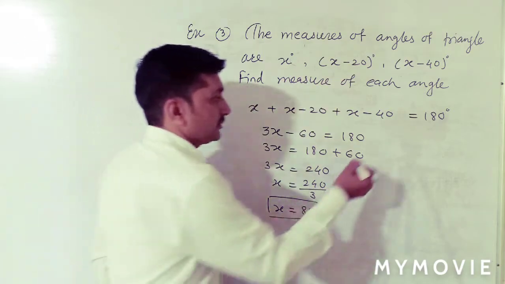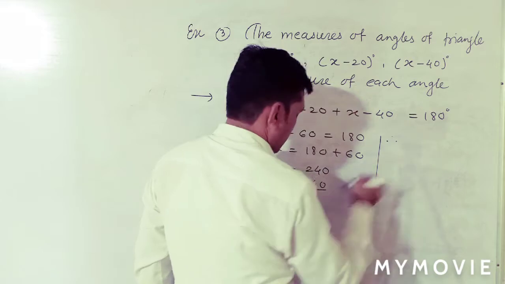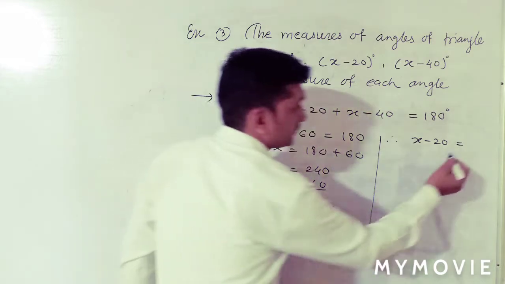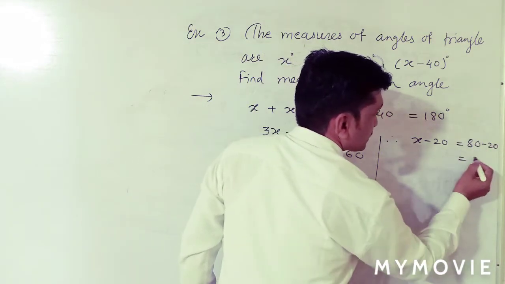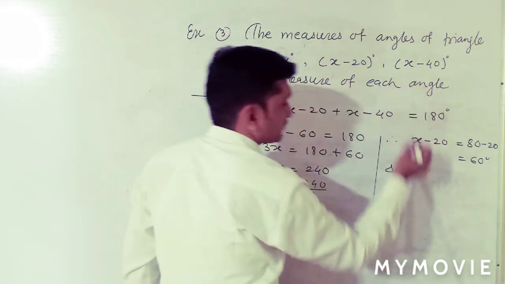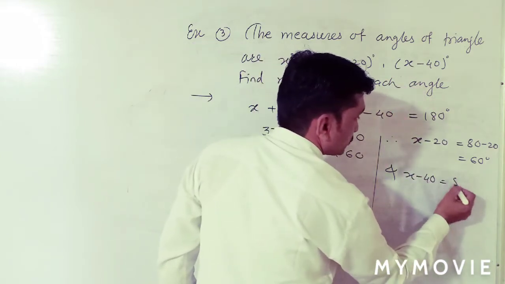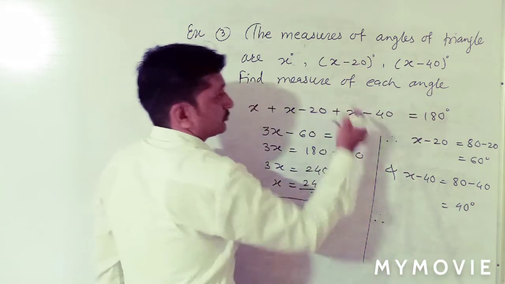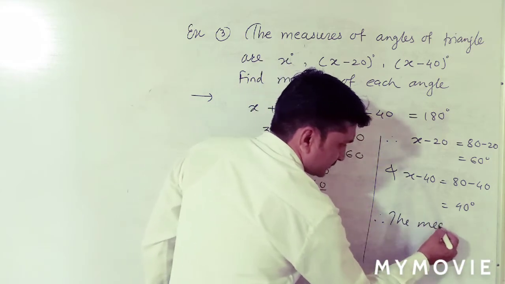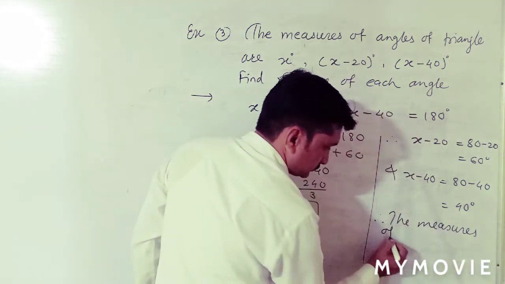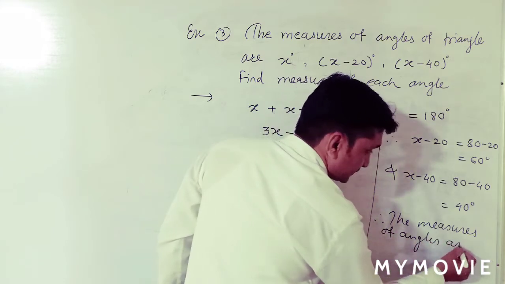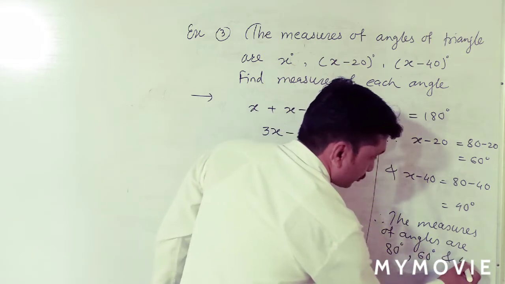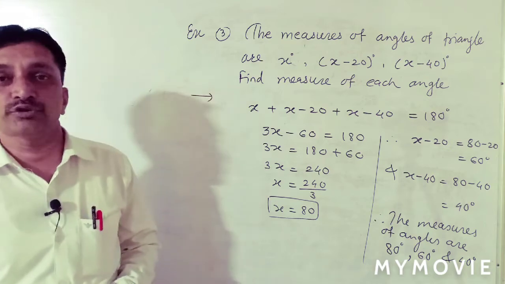This is the first angle. Therefore, here I write x, we got 80. The second angle, x minus 20, is equal to, x value is 80, 80 minus 20, 60 degrees. And the third angle is x minus 40, is equal to 80 minus 40, is equal to 40 degrees. Therefore, now the measures of the angles are 80 degrees, 60 degrees and 40 degrees. These are the measures of the angles.